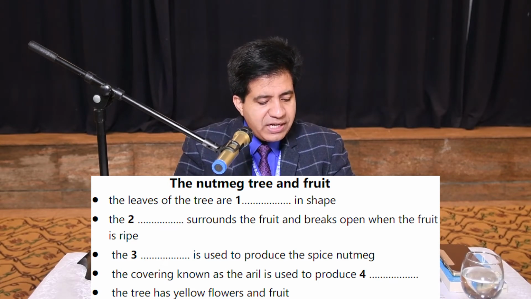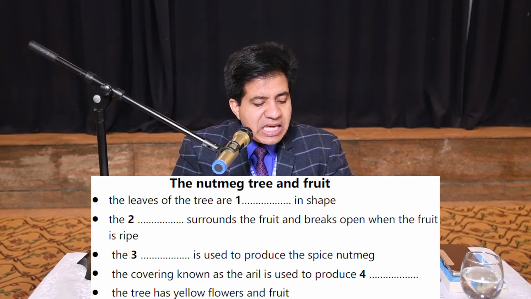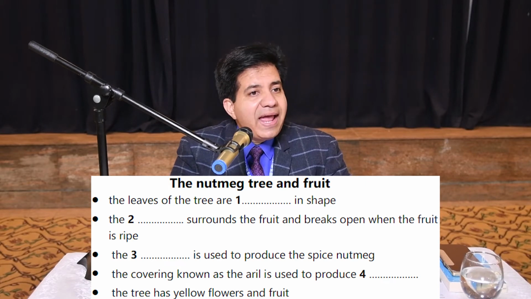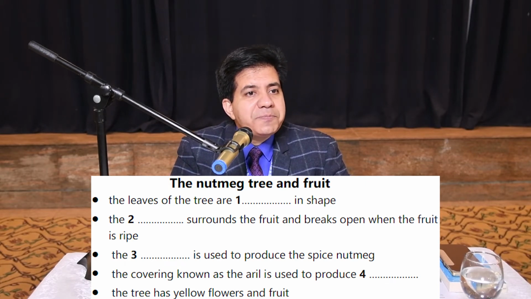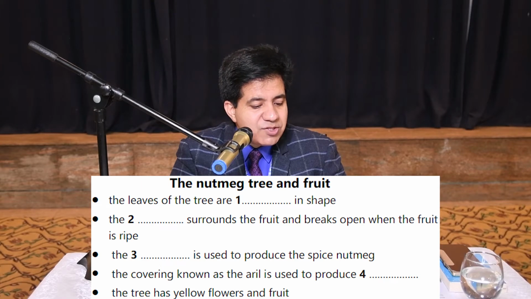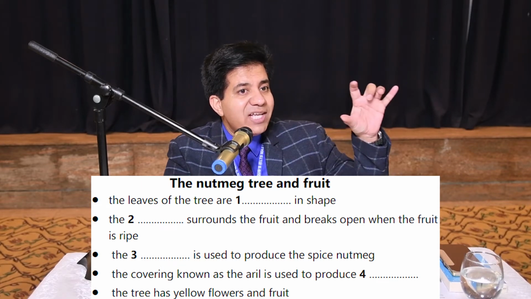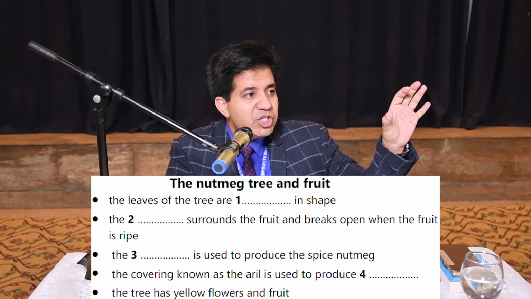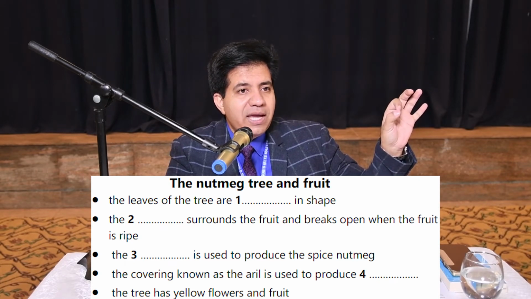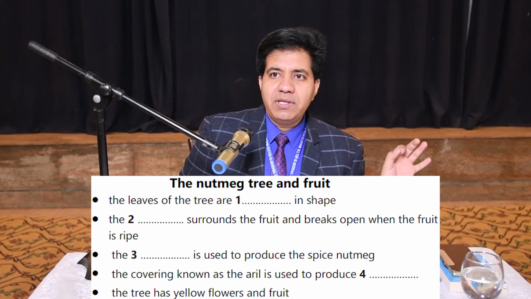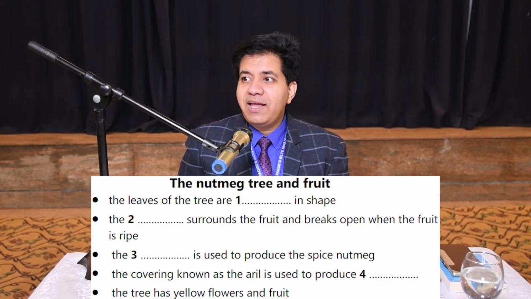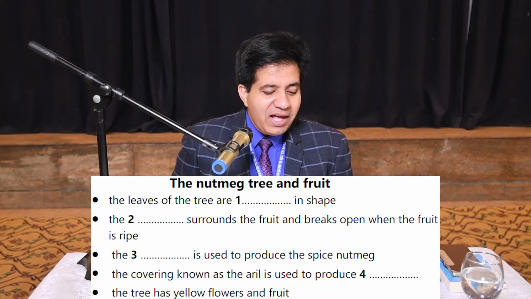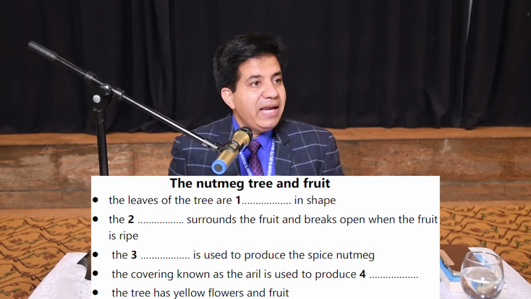Okay, so we read the questions now. The leaves of the tree are dash in shape. Now look at me. The leaves of the tree are dash in shape. Round in shape, square in shape, and all that. Okay?